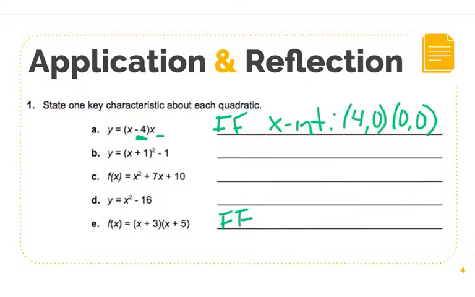Okay, and for this one here, I know that my x-intercepts are going to be the opposite, right? So this would be a negative 3, 0, and a negative 5, 0.